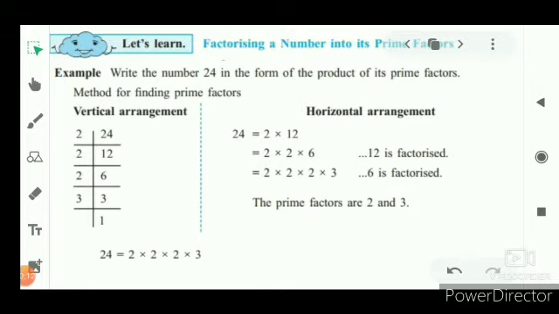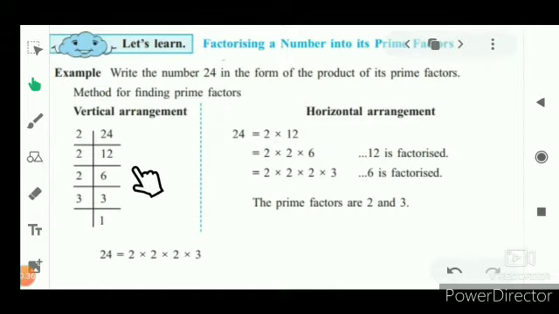In the previous video we have seen what are prime numbers, co-prime numbers, and twin prime numbers. Now let's see how to factorize a given number into its prime factors. Suppose the number 24 is given, then how do we factorize it into its prime factors?